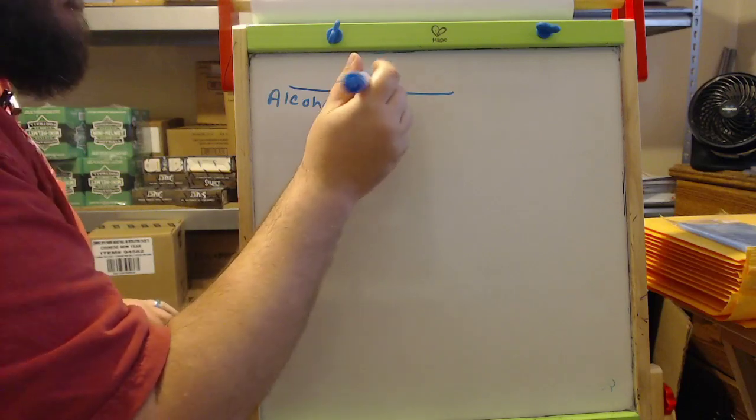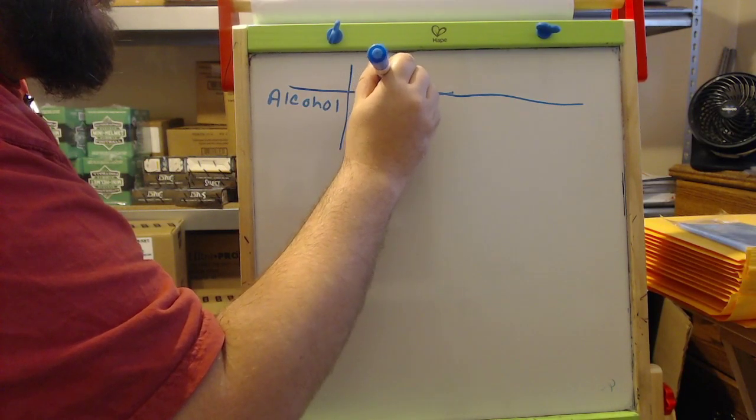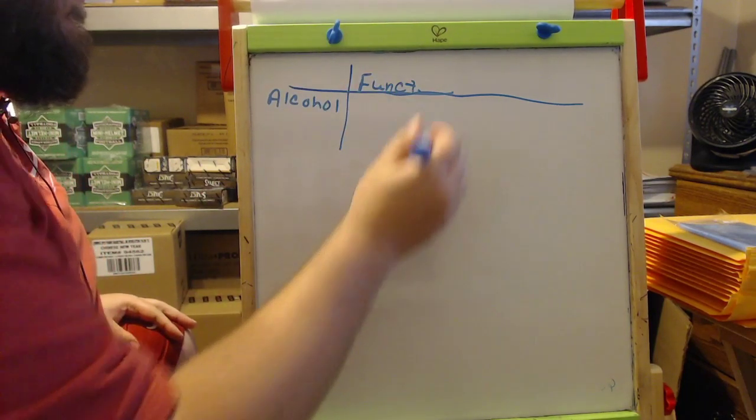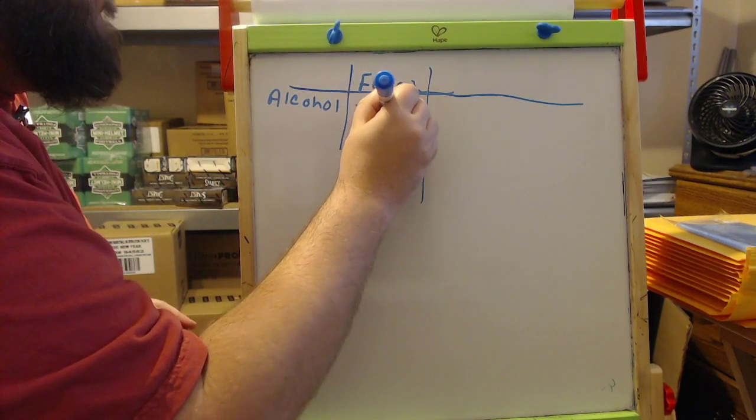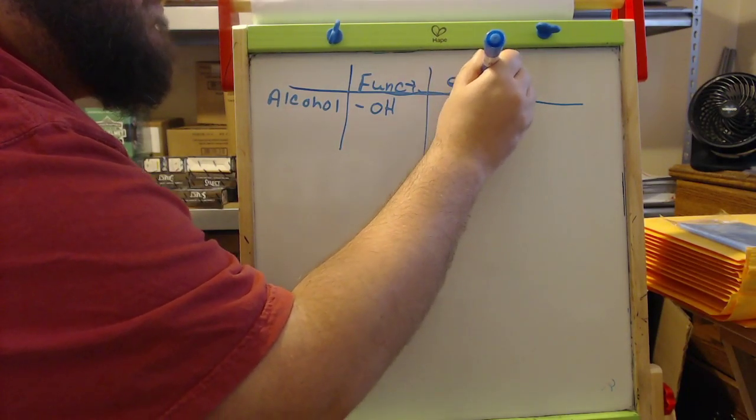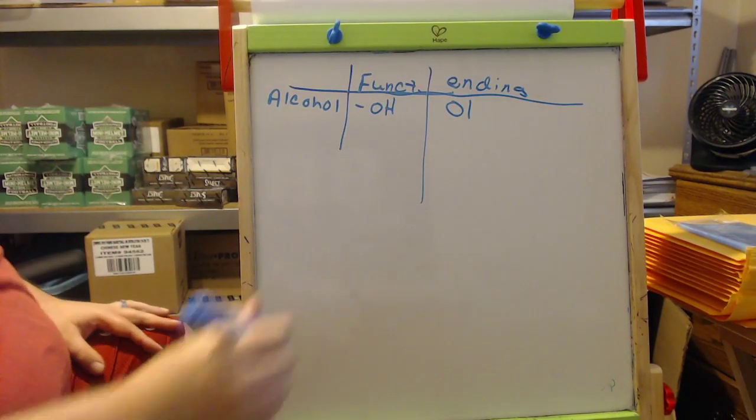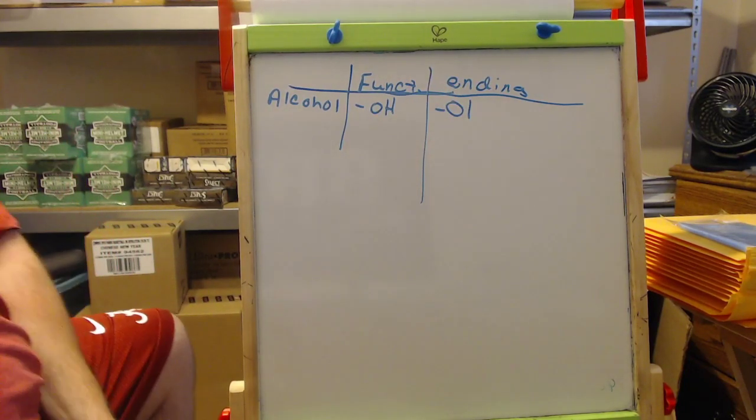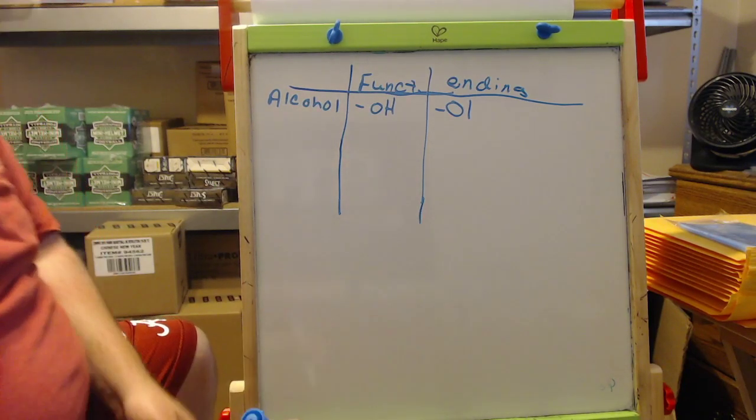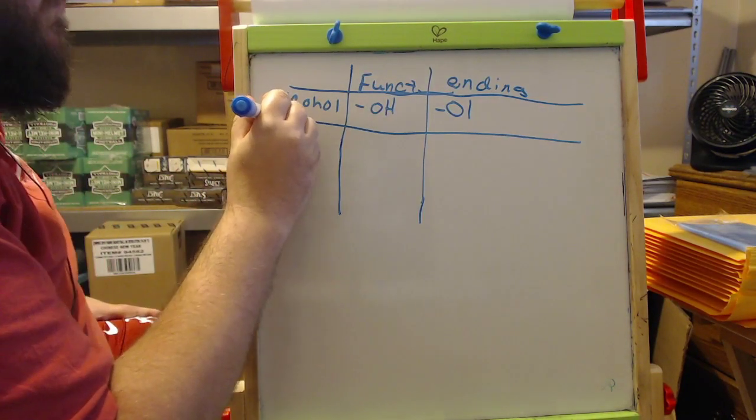All right. Alcohols, functional group. We'll do it this way. Alcohol functional group is an OH. The ending or suffix is going to be OL. Okay. So my functional group is an OH, and my ending is OL. We'll have aldehydes.